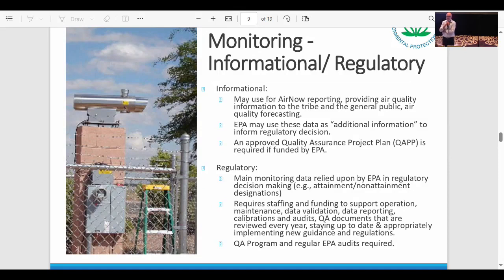So there are reasons why you might want regulatory monitoring. For example, Gila River for PM10, they have their own area and they don't necessarily want to be part of the Phoenix area. So that's a good reason to have regulatory monitoring.